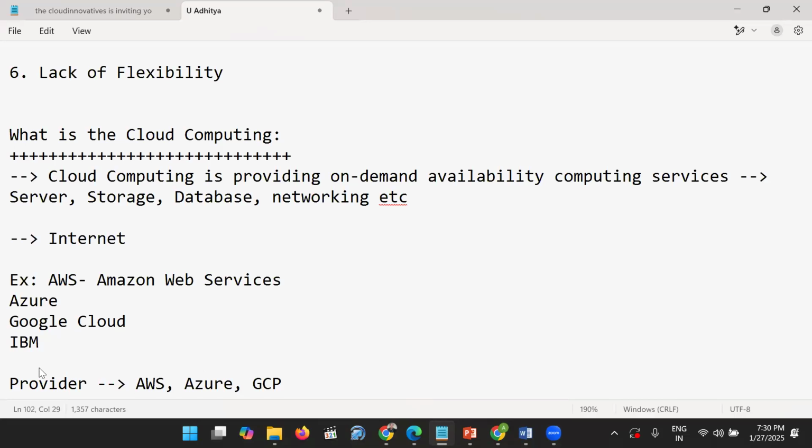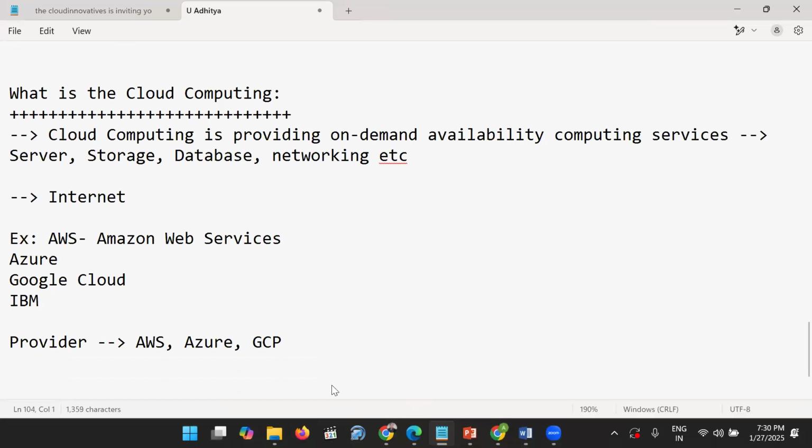It may be AWS, Azure, or the Google Cloud Platform; all the services are there. It provides a pay-per-usage model. Whatever service you are using, only for that service you need to pay the provider. For the remaining services, there is no need to pay.